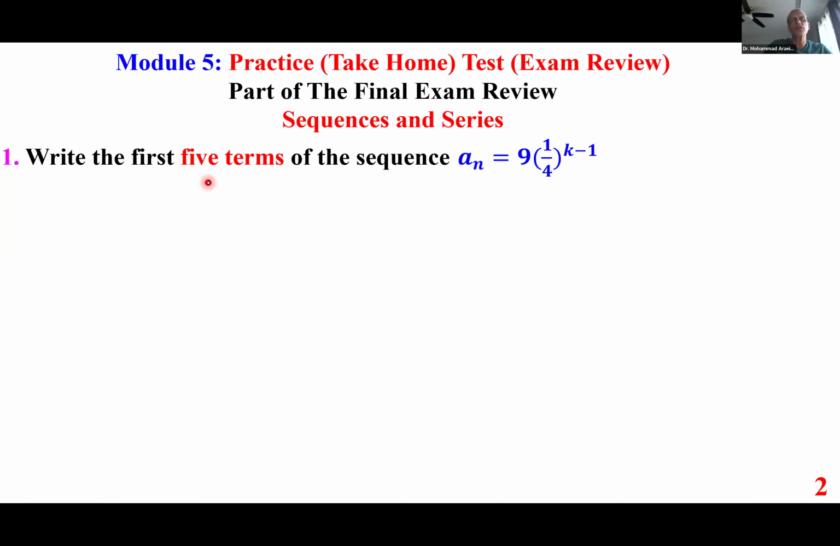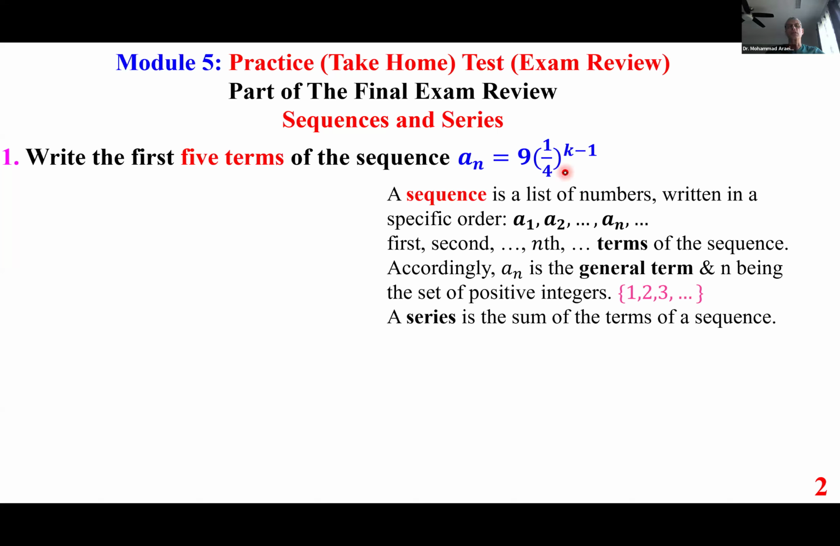So let's write the first 5 terms of the sequence. A sub n equals 9 times 1/4 to the power of k minus 1. So a quick reminder, what is a sequence? A sequence is a list of numbers written in a specific order. A sub 1, A sub 2, all the way to A sub n. That's the first, the second, and the nth term of the sequence. Accordingly, A sub n is the general term, and n is the set of positive integers 1, 2, 3 to infinity. A series is the sum of the terms of a sequence.